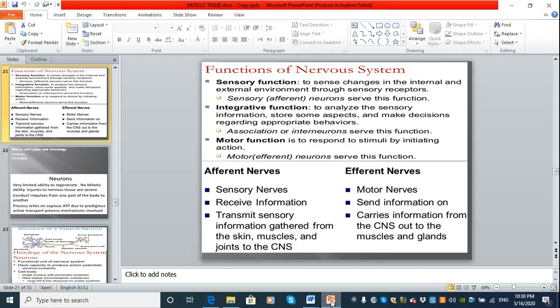Another function of the nervous system is the integrative function. That means analyzing the sensory input and making decisions, including some behavior. Interneurons serve this function. The motor function is the response to stimuli by initiating action. Motor, or efferent, neurons serve this function. Here I have a comparison between afferent nerves and efferent nerves, which is clear to note.